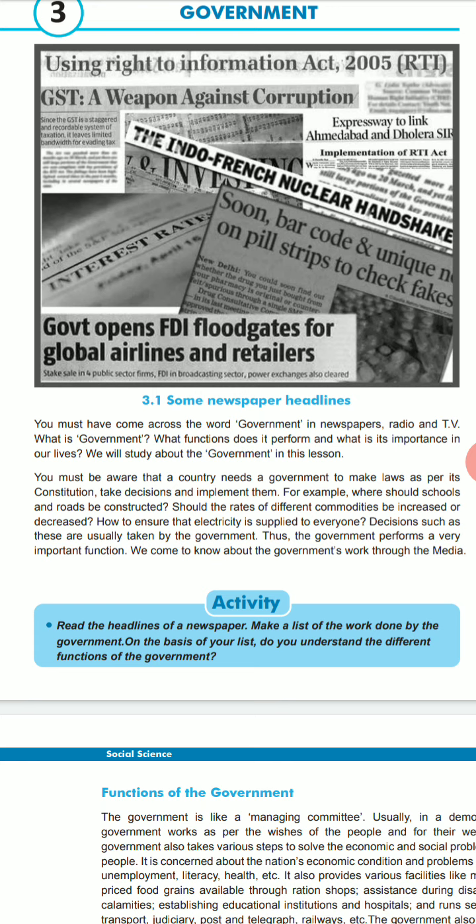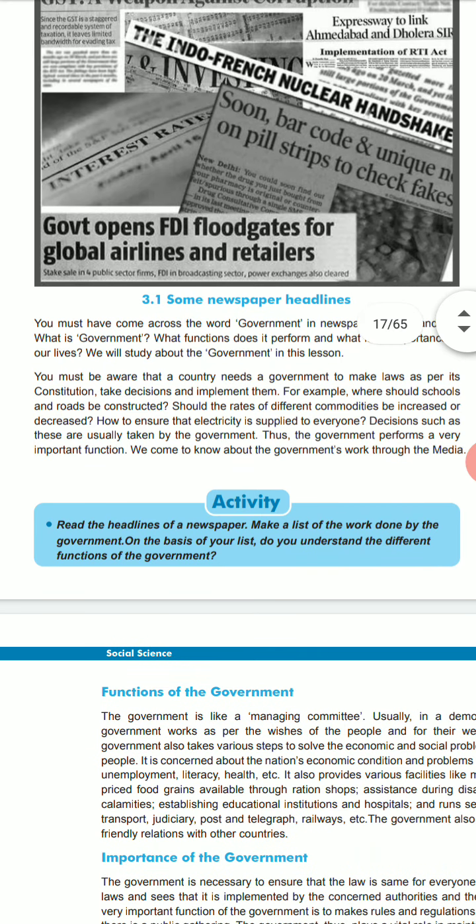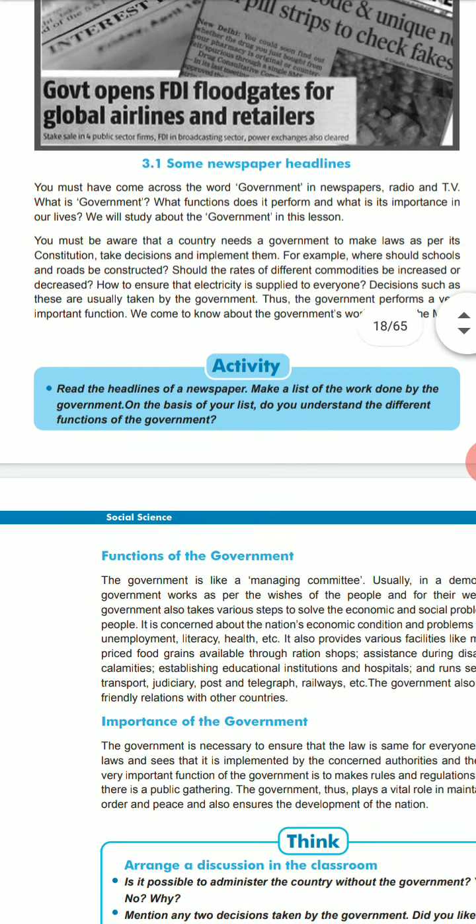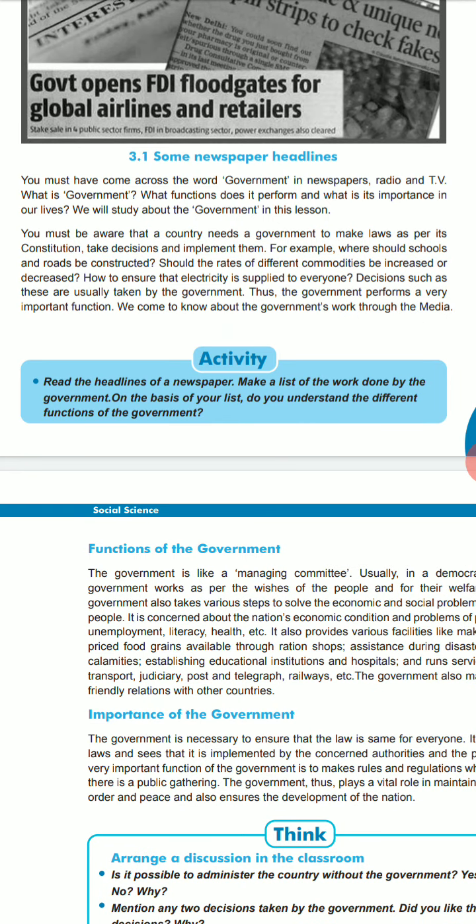We come to know about the government's work through the media. Activity: read the headlines of a newspaper, make a list of the work done by the government. On the basis of your list, do you understand the different functions of government? So, we learn functions of government.